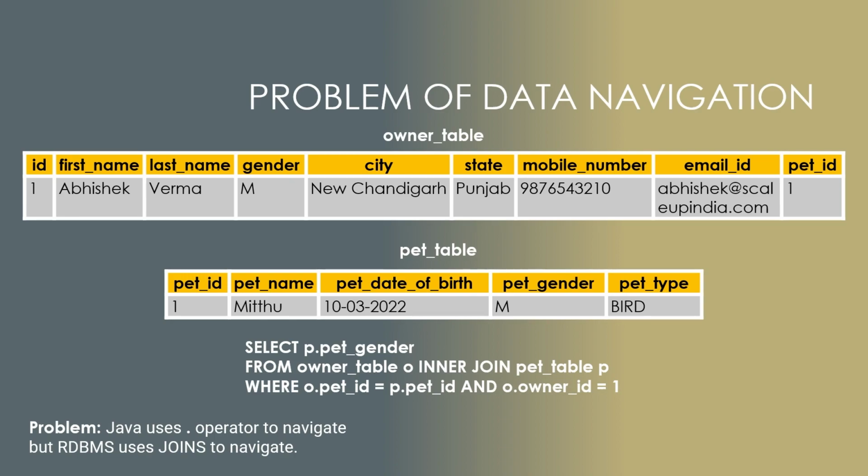So these are basically the 5 different problems we have with the object relational impedance mismatch: the problem of identity, the problem of data navigation, the problem of granularity, the problem of subtype, and the problem of association. So all different problems are there. Now let's see what the solution to these problems is and how all these problems can be solved.